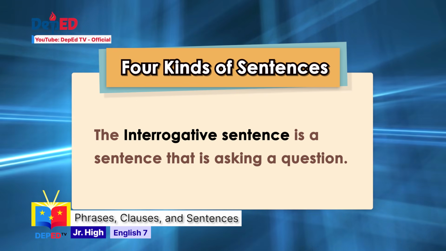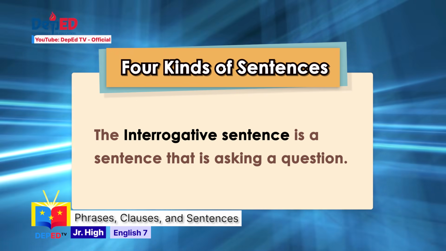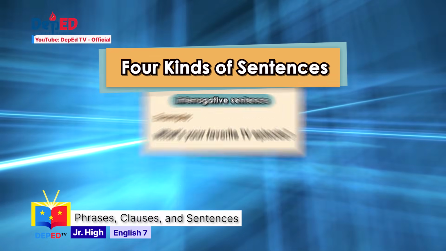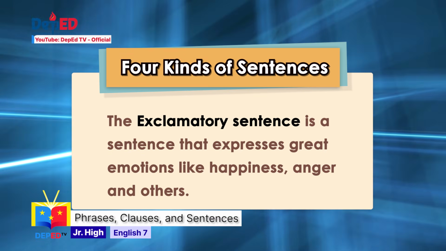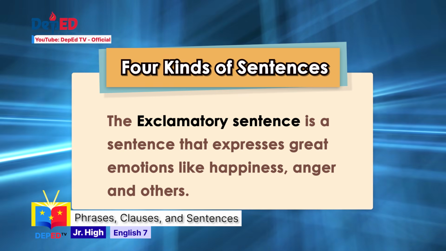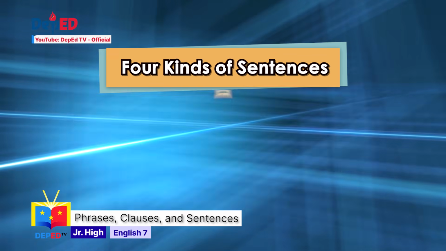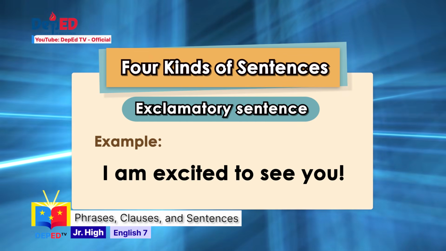The interrogative sentence is a sentence that is asking a question. Example, what's your favorite TV episode? And the exclamatory sentence, or a sentence that expresses great emotions like happiness, anger, and others. Example, I am excited to see you.